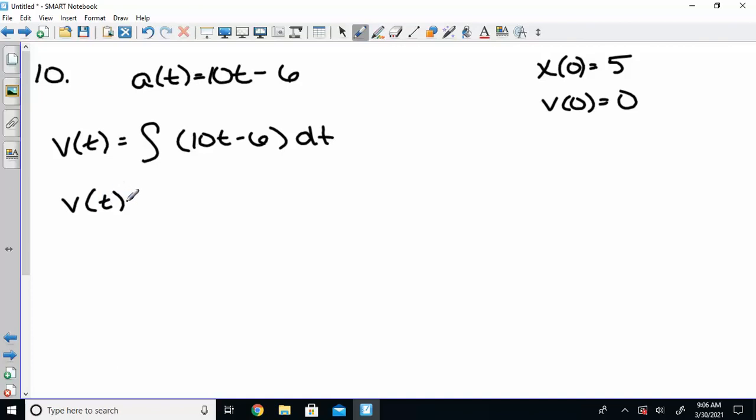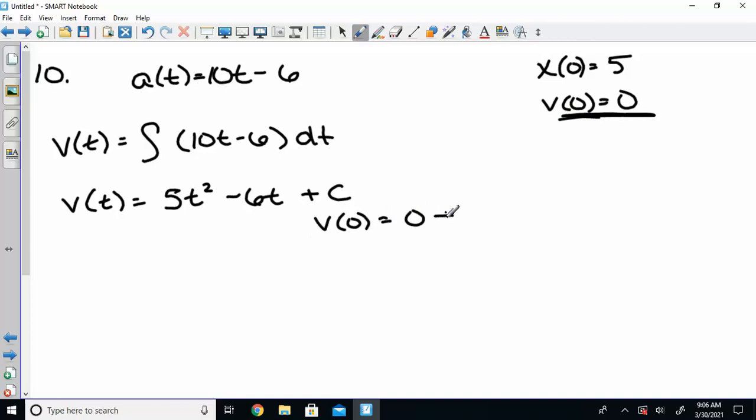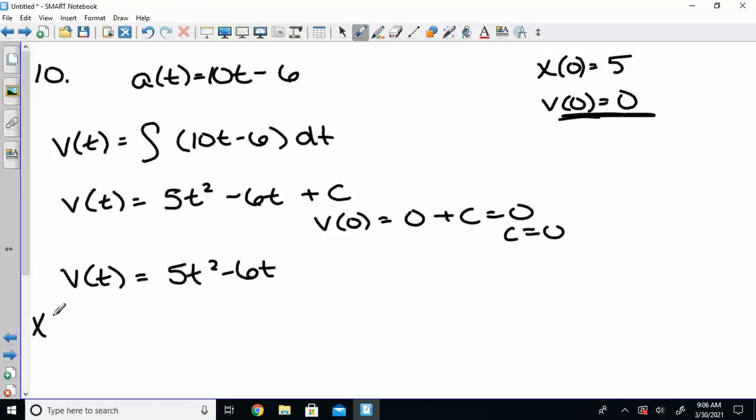So antiderivative of 10t, so you get t squared, so you need a 1/2 in front. 1/2 times 10 is 5. You would put a plus c. Then I gave you the information to find c. If you plug in a 0, you get out 0, so the c is 0. So our actual velocity is just 5t squared minus 6t. So we're going to integrate again to get the position.